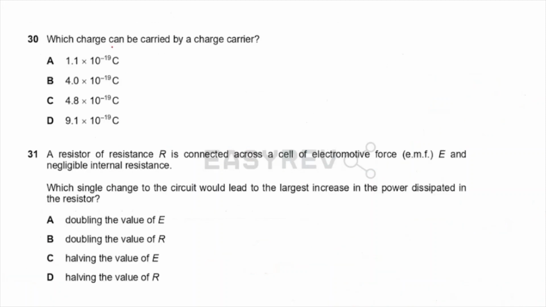Now next question. Question 30 says, which charge can be carried by a charge carrier? Here we're relating charge with the elementary charge constant, which is Q equals NE, because we know that the only value of charge that is allowed is if it's a multiple of the elementary charge E, where E is 1.6 into 10 raised to the power negative 19 coulomb.